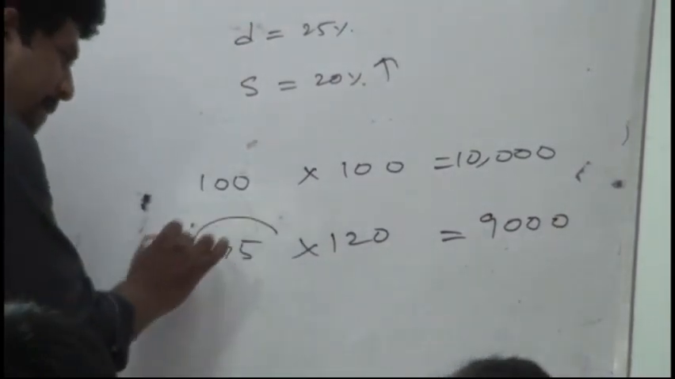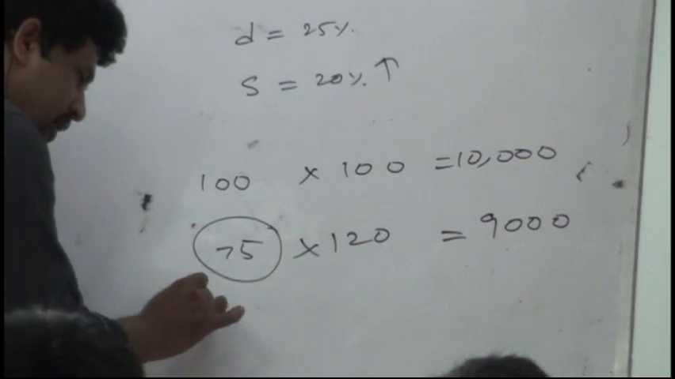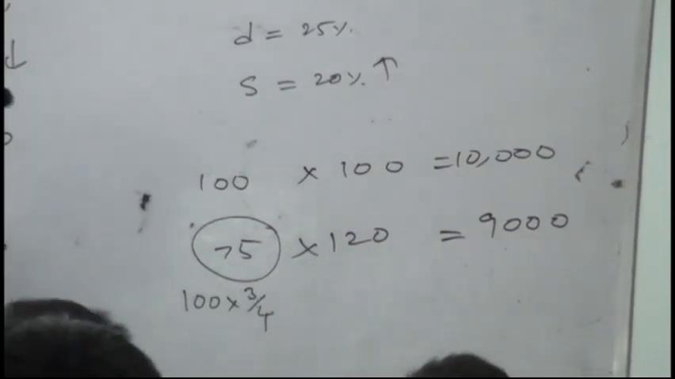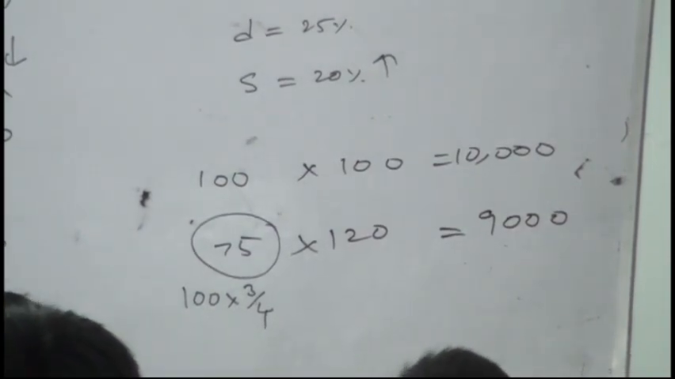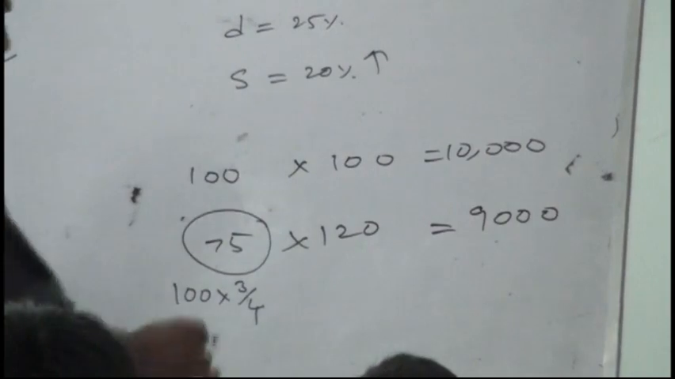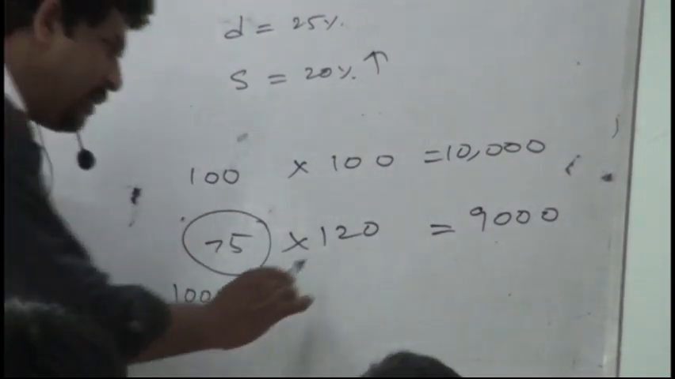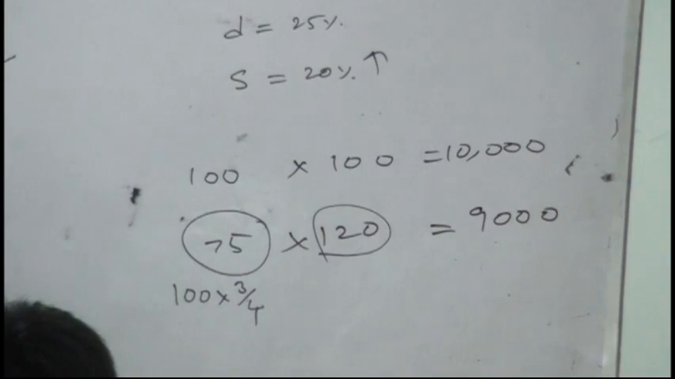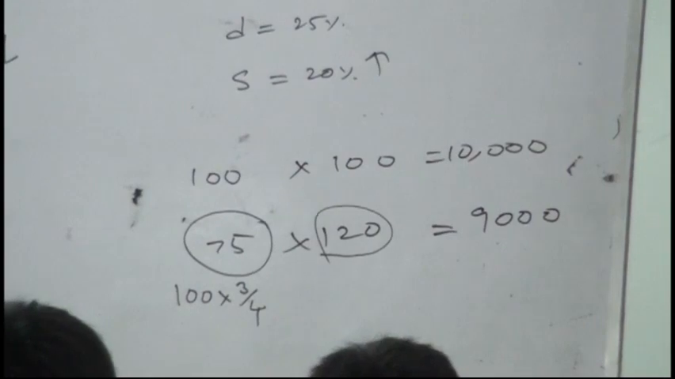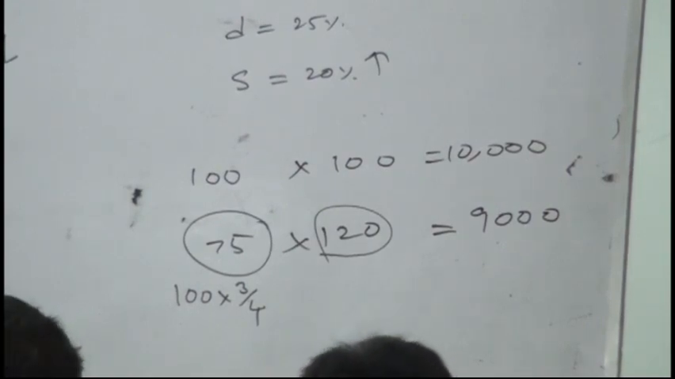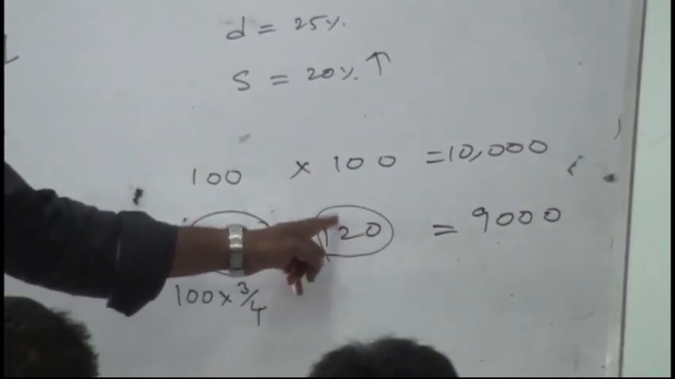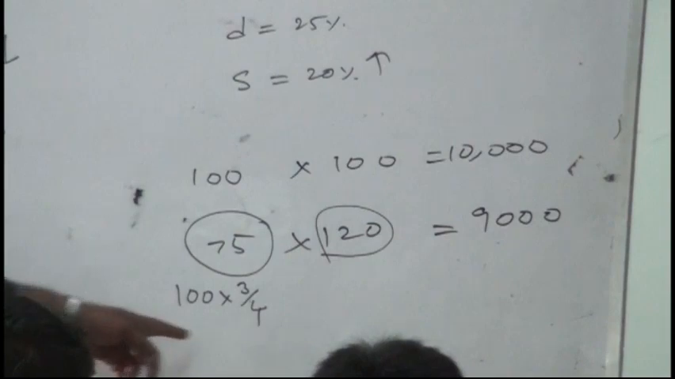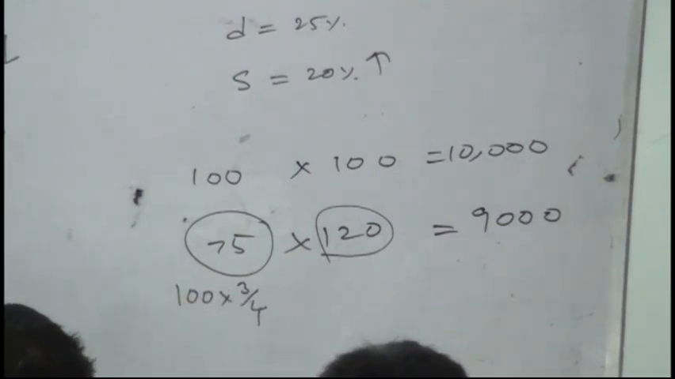Because I am taking this 75 as 100 into 3/4, which is nothing but 75. So when I see a 75, I calculate 3/4 of the number next to it and multiply it by 100. As simple as that. Are you getting my point? 3/4 of 120 is 90. 90 into 100 is 9,000.